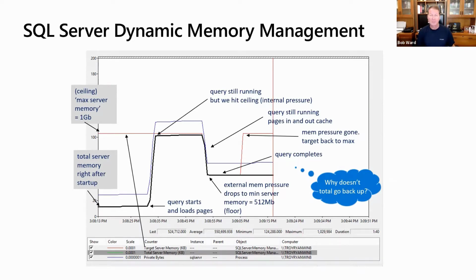So I'll set it to 100 gig. And then they're like, oh, SQL uses all the way to 100 gig, but it doesn't go past that. I'm like, yeah, that's because you said it only can use 100 gig. So target and total are two of the most important counters you'll ever see with SQL Server.